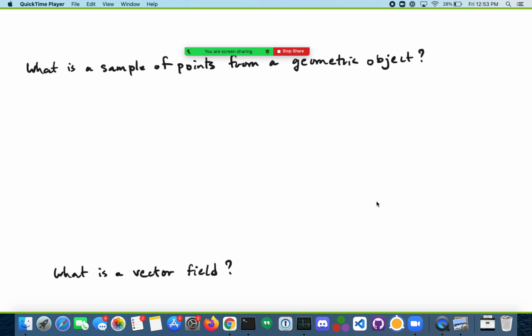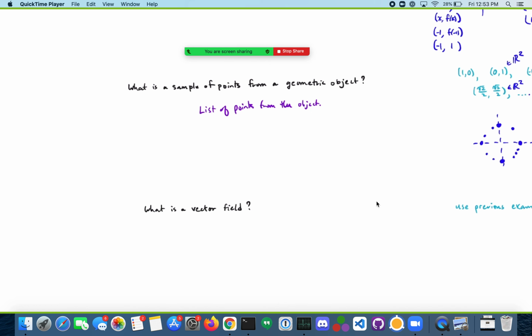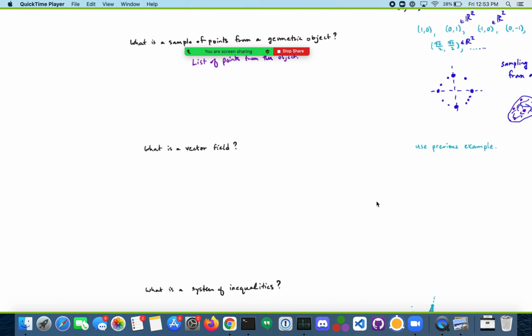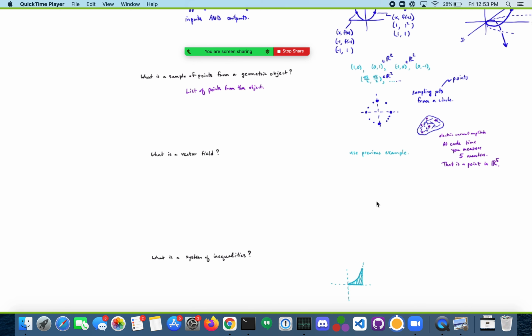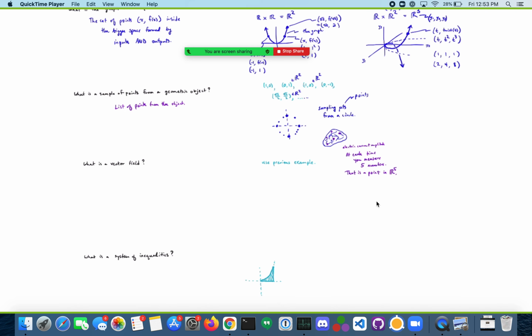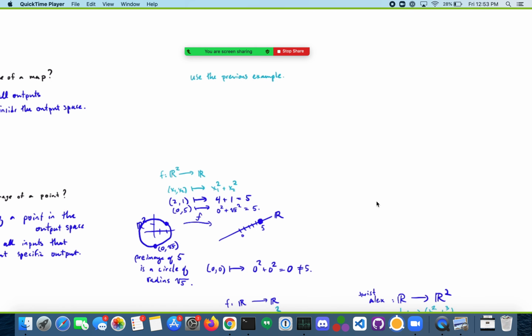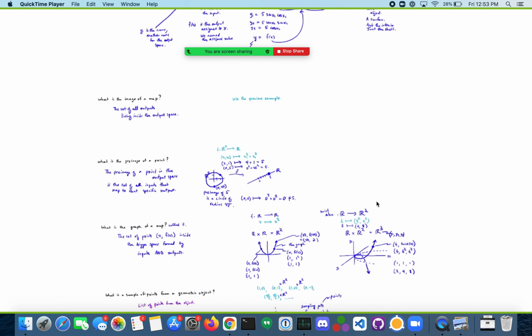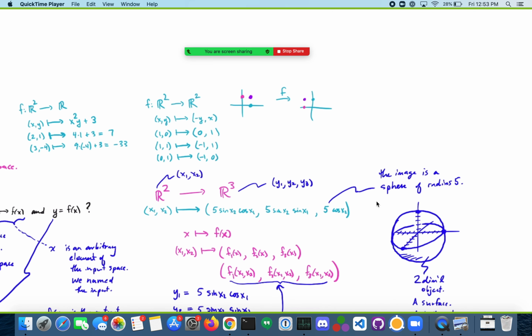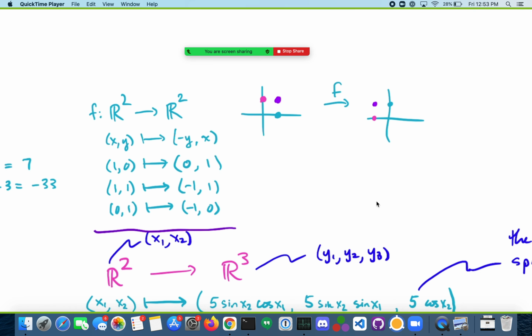Okay, what is a sample of points? A list of points from the object. Okay, what is a vector field? Let's use the previous example. Let's see, what previous example? I actually meant this one up here. This was one of our first examples.